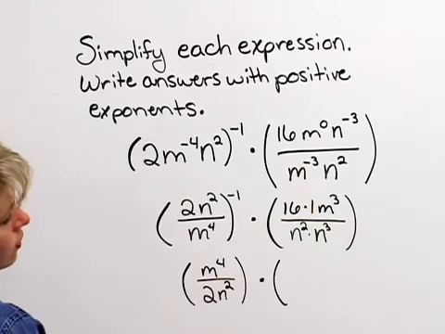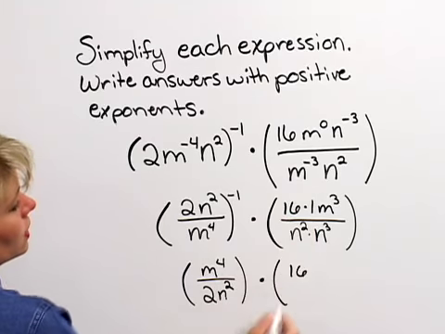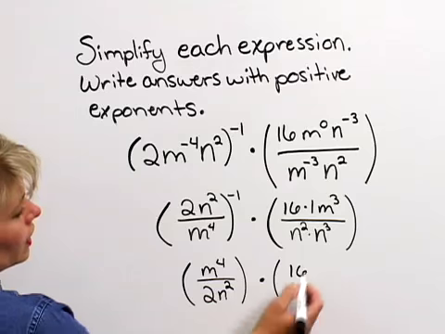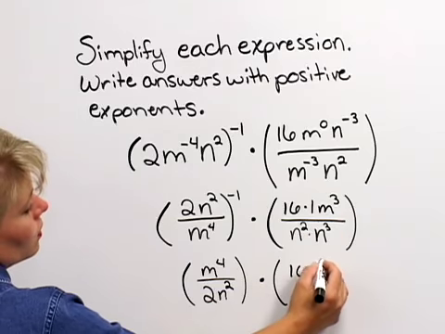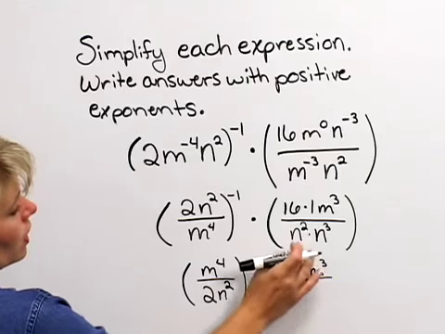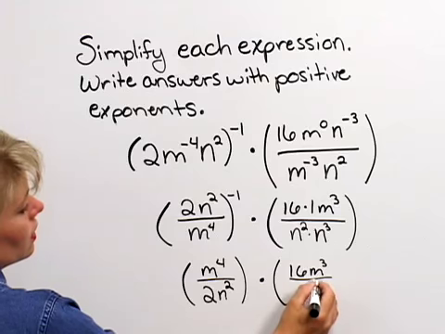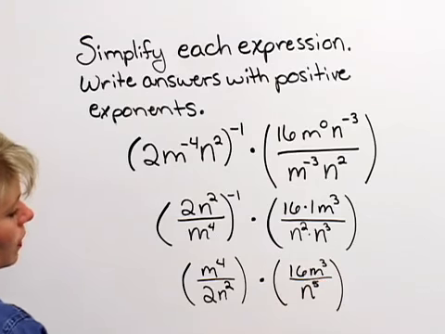And this one here, if we simplify it, notice that 16 times 1 is just 16. And we have an m cubed still on the numerator of that expression. And we can multiply these. Combining them, we add our exponents to get n to the fifth.